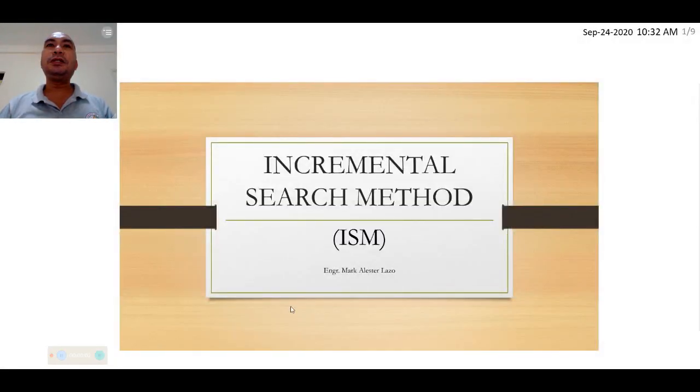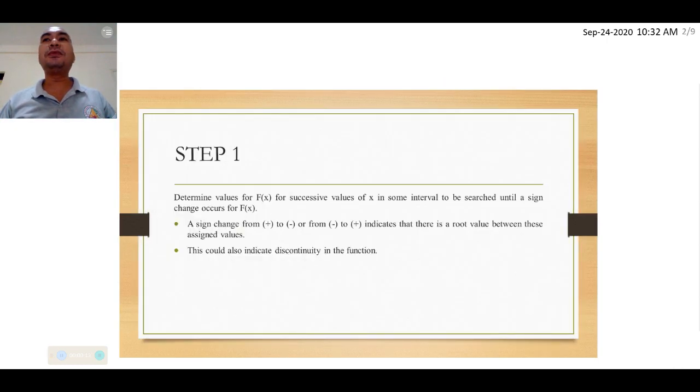Good morning, everyone. Our next topic under iterative numerical solutions is the incremental search method. So under this topic, we only have 4 steps. The first step for incremental search method is to determine values for the function of x for successive values of x in some interval to be searched until a sign change occurs in the function of x.